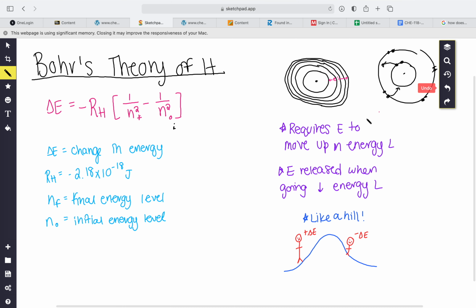Horrible drawing. I'm not an artist. But how I like to help myself remember this is I think of it like a hill, right? So if you're going up a hill, you're gonna be sad. You're gonna be just like this dude. He's sad. He has to go up a hill. It's gonna require energy. After it, he's gonna be exhausted, right? So you have to have an input of energy. So plus delta E. So plus change in energy, right?